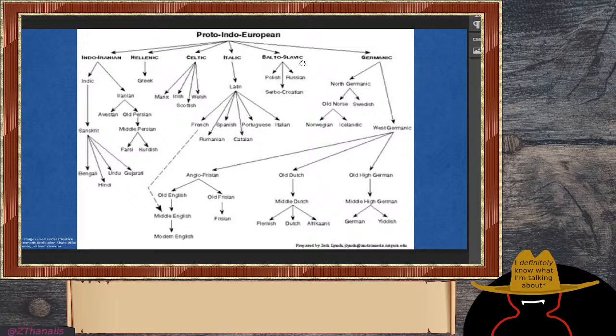Balto-Slavic, from which we get Polish and Russian. Those are also Indo-European languages, even though they use a different alphabet and look quite different. And then the Germanic languages, which English takes a lot of its roots from.